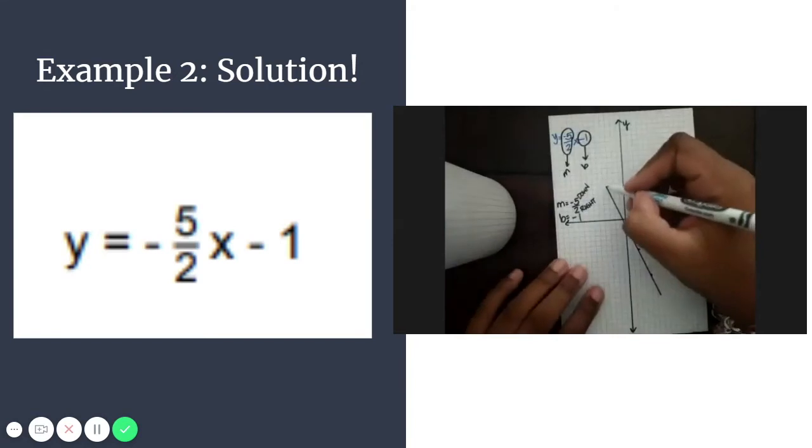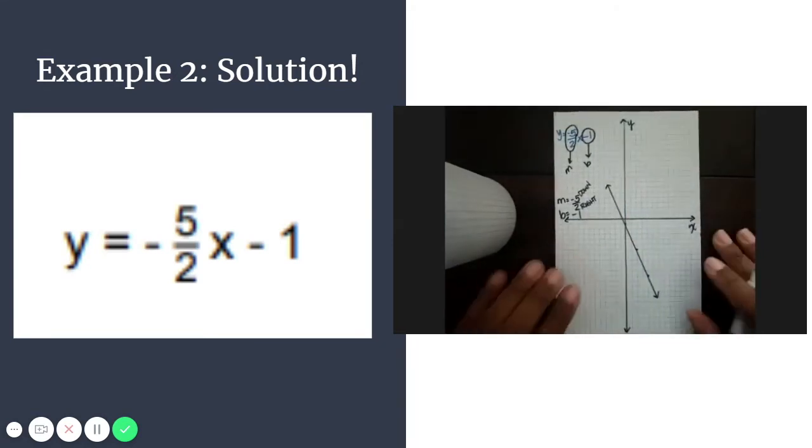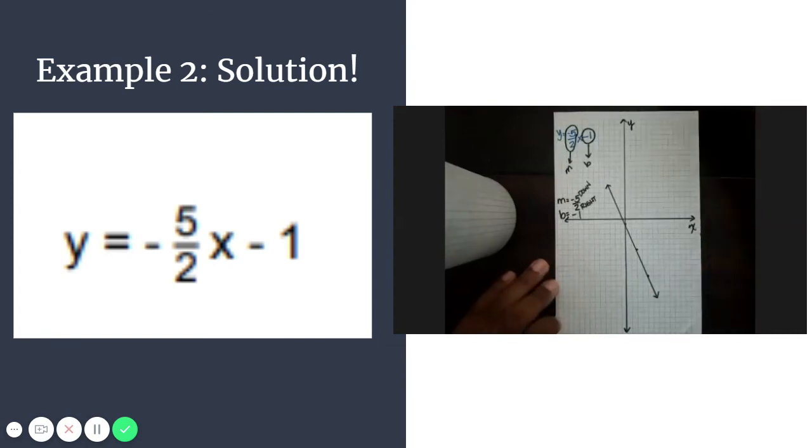And remember to put your arrows on the end. That indicates that your line's going to keep going in those directions endlessly. And that's how you would graph a linear function using the slope and the y-intercept.